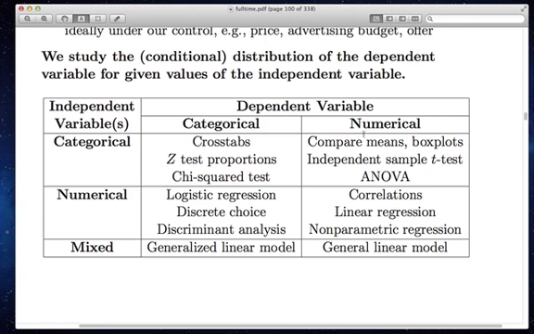Another possibility is that you've got a numerical dependent variable like sales, and I've got a categorical independent variable. So which of my 3 banner ads affect sales the most? Well, we can use compare means. We'll talk about box plots. We'll talk about the independent sample t-test and so forth. Next quarter, you're going to spend a lot of time in this lower box where you talk about logistic regression and normal regression, linear regression, and so forth.